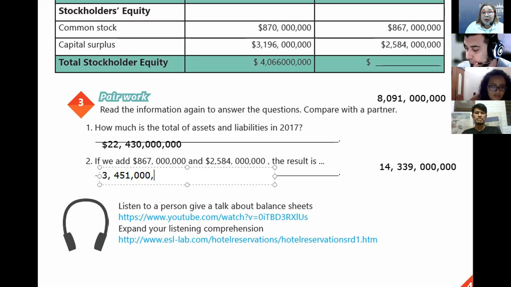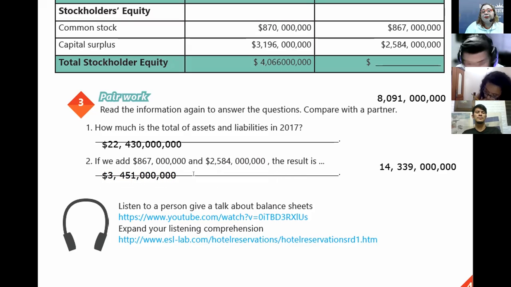But we were talking about dollars. Okay, so we have to say dollars, right? Dollars. And what is the result? Busquemos estas dos cantidades que tenemos acá. Let's look up for these two amounts in this balance sheet. And let's say, what total is that? ¿El total de qué estamos sacando?